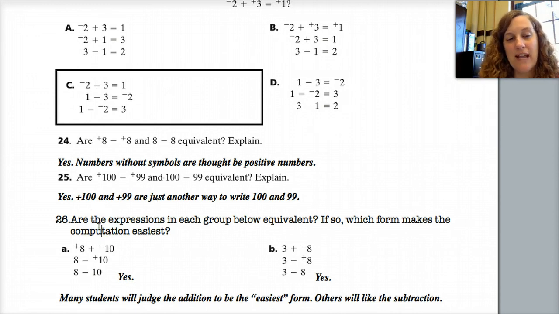Our word for today will be fact family, since that's the purpose of this homework. Fact family is our word. And our last question is number 26. Are these expressions in each group equivalent? If so, which form makes it easier?